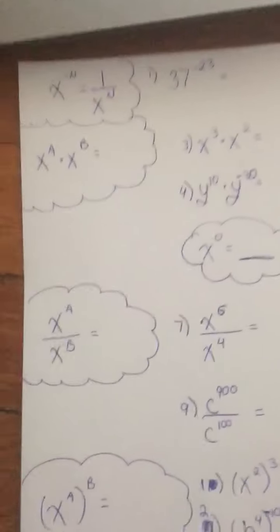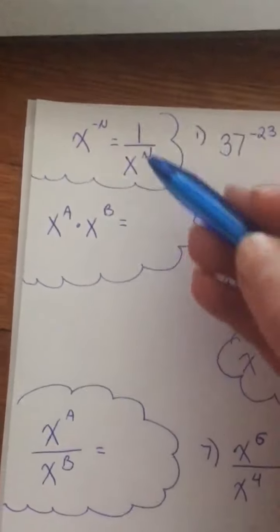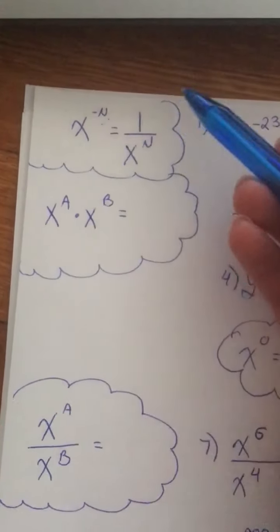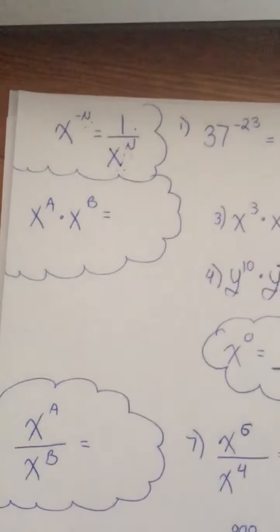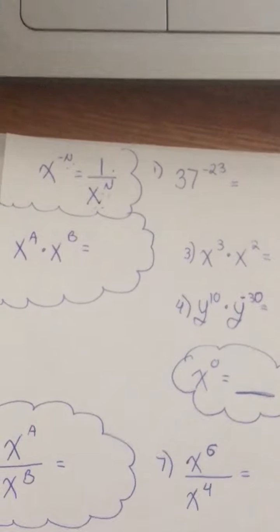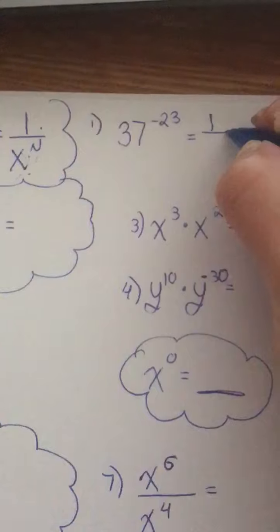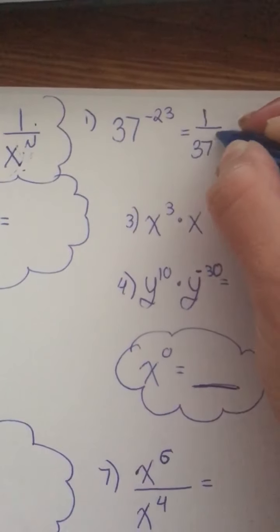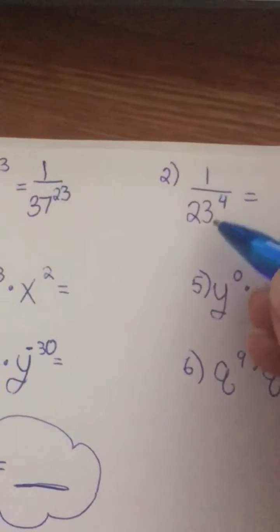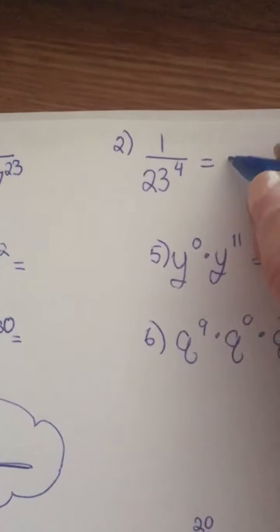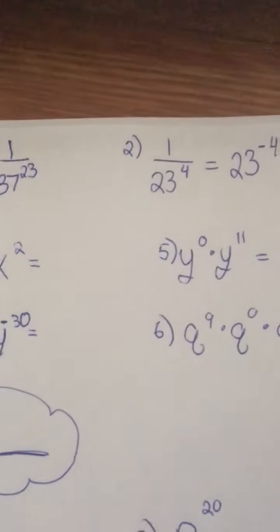on exponent properties. So the first property that we're going to talk about is the negative property. Basically, if there's a negative number in the exponent, that means you're going to put 1 over and make the expression positive. So for example, if you have 37 to the negative 23rd, we're going to put 1 over and simply make it 37 to the positive 23rd. Even if we're going backwards, 1 over 23 to the 4th would turn into 23 to the negative 4th. So just keep that in mind throughout these lessons.